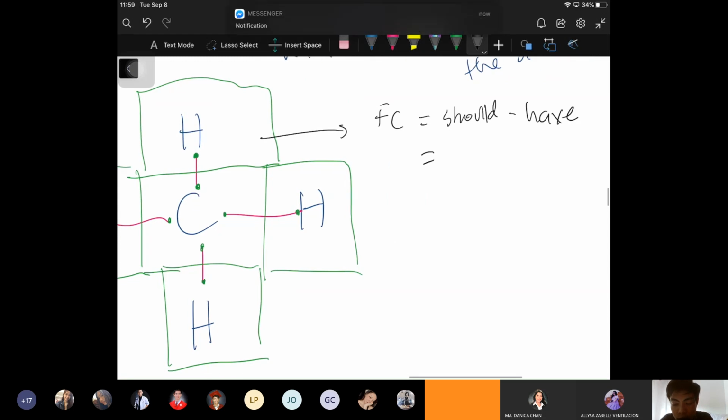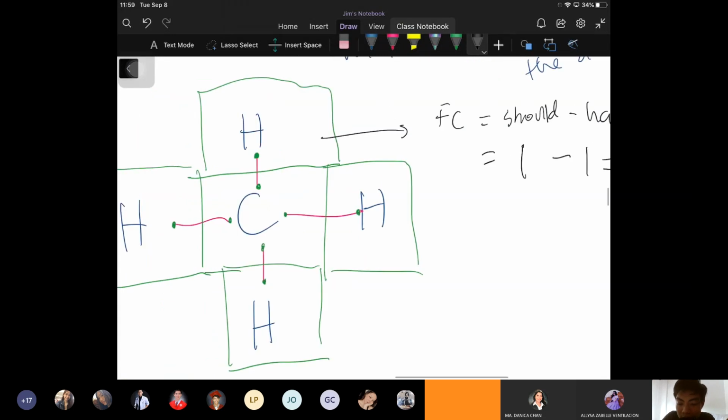So hydrogen, ano yung should niya? Ano yung valence electron? 1. 1 yung valence electron kasi group 1 siya. Ano yung have niya? When you say have, yun yung dami ng electrons that you can see sa box. Ilang dots yun? Isa. Isang electron. So yung have niya is 1. So 1 minus 1, 0. So for this hydrogen, 0 yung formal charge.